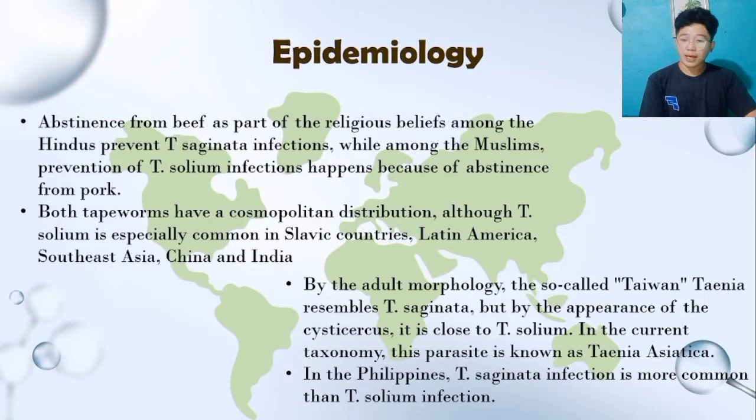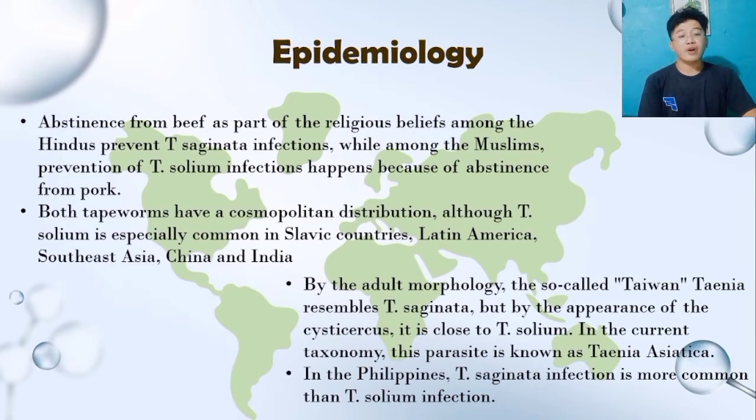Epidemiology. Abstinence from beef as part of the religious beliefs among the Hindus prevents T. saginata infections, while among the Muslims, prevention of T. solium infections happens because of the abstinence from pork. Both tapeworms have a cosmopolitan distribution, although T. solium is especially common in Slavic countries, Latin America, Southeast Asia, China, and India.